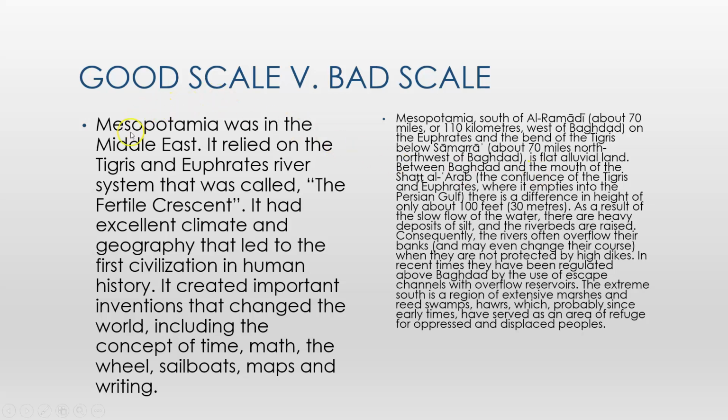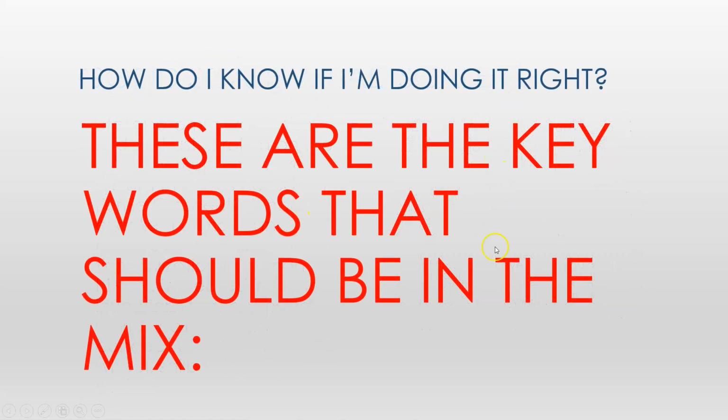Now if you were to give me something like good scale, plain English, something that we all understand. Mesopotamia was in the Middle East, plain English. It relied on the Tigris and Euphrates river system. This was called the Fertile Crescent. So, bad scale, good scale. I'm really looking for good scale.